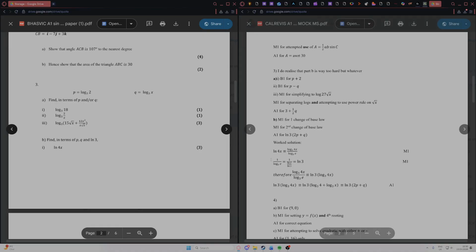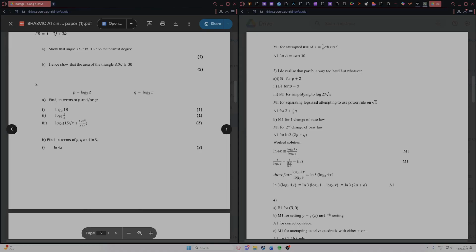Next, this second change of base law, you can do again here to get 1 over log base 3 of e, which is just ln 3. And then you can simplify this expression to this, use your log product rule, and then you can turn this into ln 3, 2p plus q.